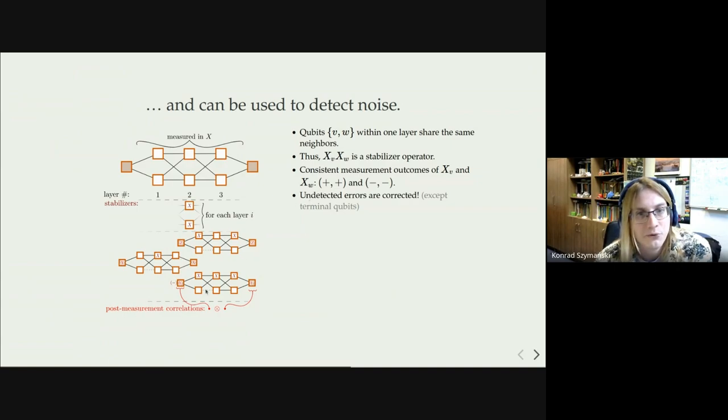If you do not detect an edge missing error, it is still corrected for. It's a rather tough point, but observe that these stabilizer operators which determine the post-measurement correlations are exactly the same whether this dotted edge is here or not, and you can always find the right post-measurement correlation structure for any missing edge. Therefore, you may detect an error, and if you do not detect an edge missing error, it is still corrected. Well, unless it affects the terminal qubits.